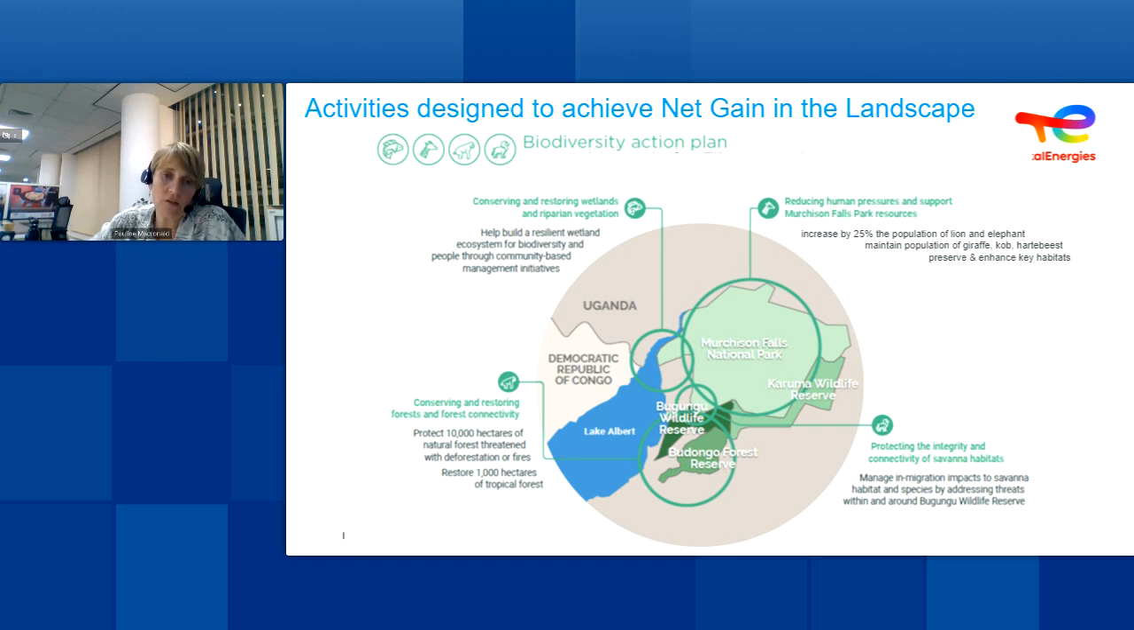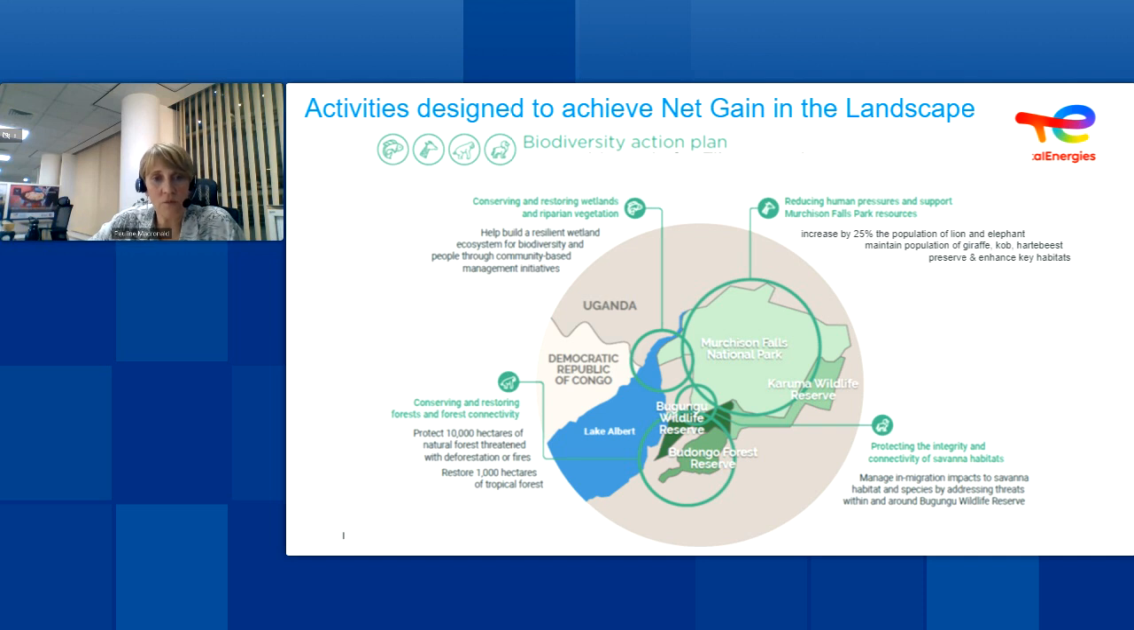So our first area is really focused on Murchison Falls National Park, and we have a target to reduce human pressures and support Murchison Falls Park resources, improving park management, being able to combat illegal activities, with the overall objective, the measurable outcome being that we're able to increase the population of critical habitat qualifying species such as lion and elephant, but also to maintain the population of other species within this landscape, including the giraffe and some of the other animals such as the hartebeest and the Uganda kob.